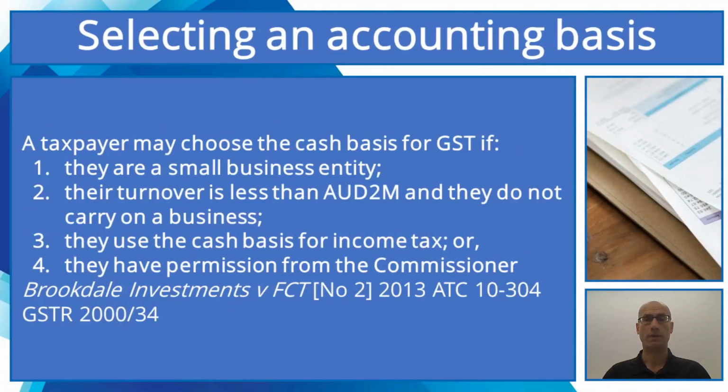So how does one get to choose their accounting basis? All of these things are to do with size. So that if a particular entity is a small business entity within the meaning of the income tax rules, in that situation, you are allowed to use the cash accounting basis for GST. You can also use it if you are a charity or some other entity that doesn't carry on a business, strictly speaking. So an entity that falls within the definition of an enterprise, but it isn't a business. You can use the cash basis there, provided your turnover is less than $2 million.